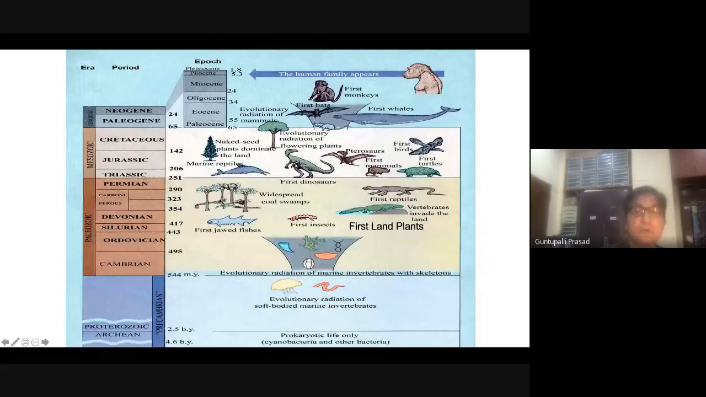In this way, we have built a geological time scale, and you can see how life has evolved from very primitive, very basic forms to very advanced forms, like the first jawed fishes, and then the first amphibians, and the Carboniferous coal swamp deposits, and then you have the dinosaurs, marine reptiles, and the gymnosperms, and then the angiosperms, and then finally the mammals, how they had evolved. This is how the sequence of evolution has been depicted using fossils.